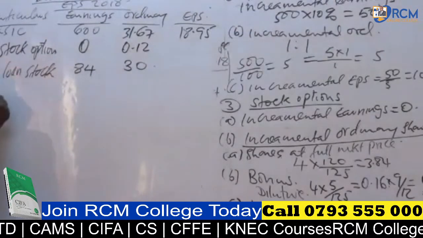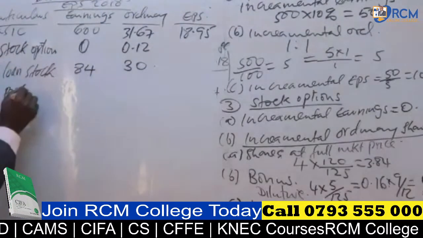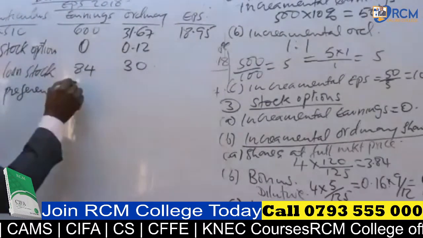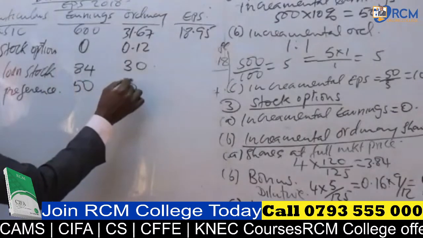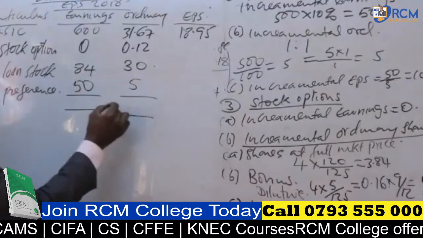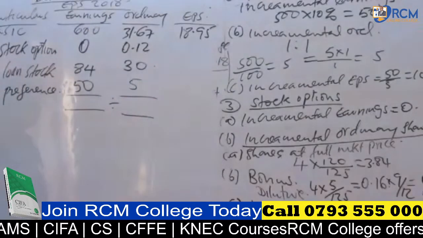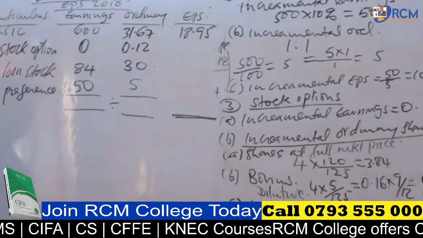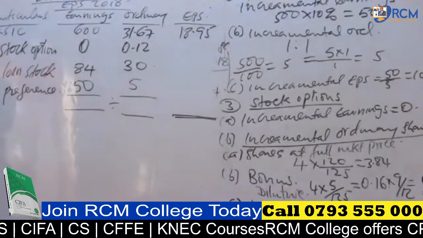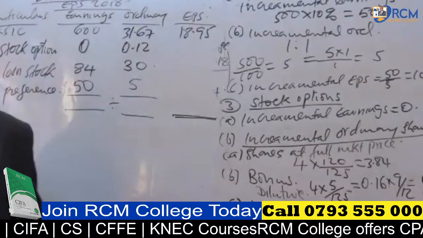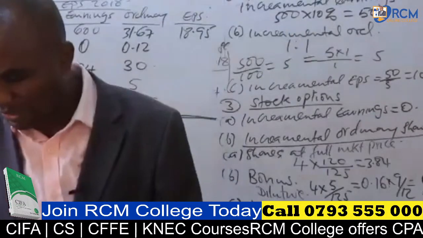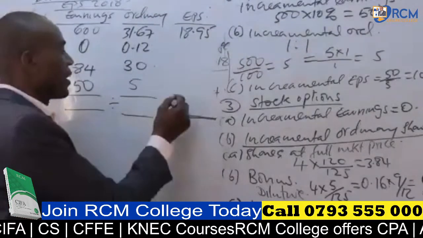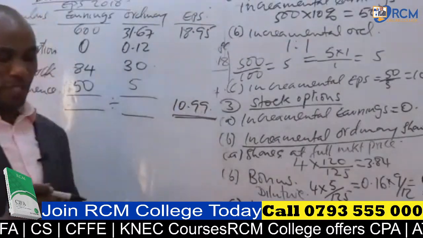Then rank 3, preference. It has 50, it has 5. Therefore, you add and divide. Then you give me the fully diluted EPS there. And that is the end of that question. I think we have highlighted the important things in EPS. 10.99, thank you, Felista.